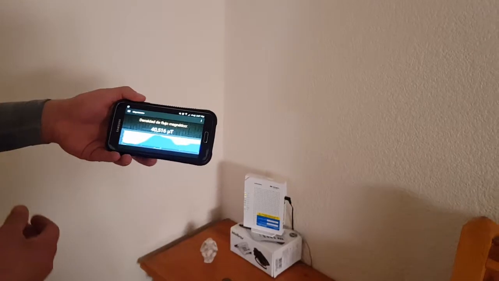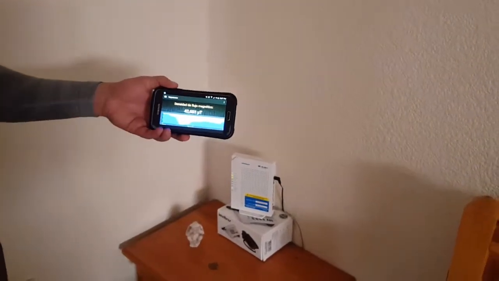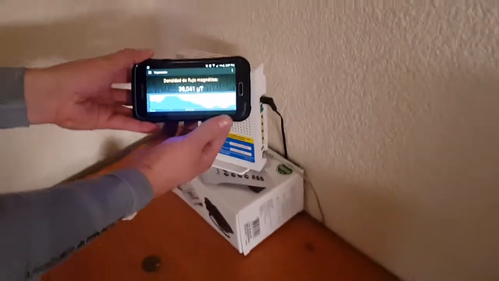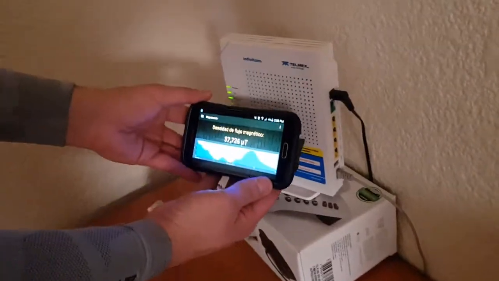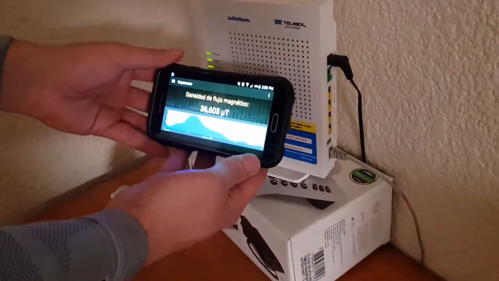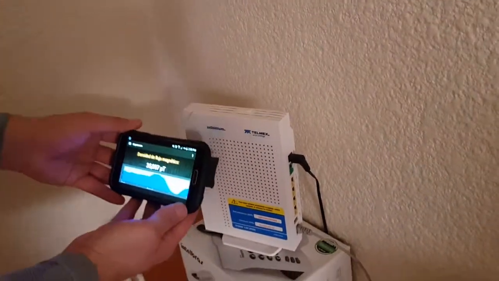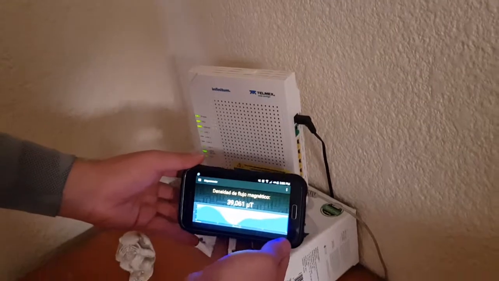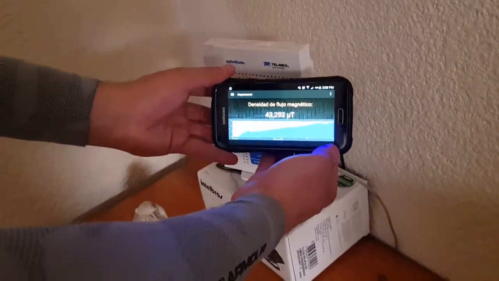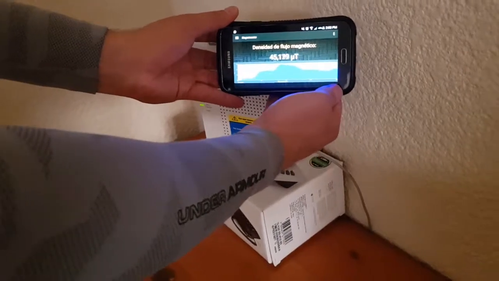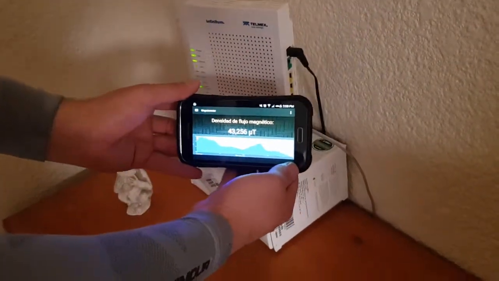This is our next device. It's the Wi-Fi of the house. Let's see. We can see you have almost nothing. Almost nothing. I think the antenna should be here. Well, there was a Wi-Fi modem.